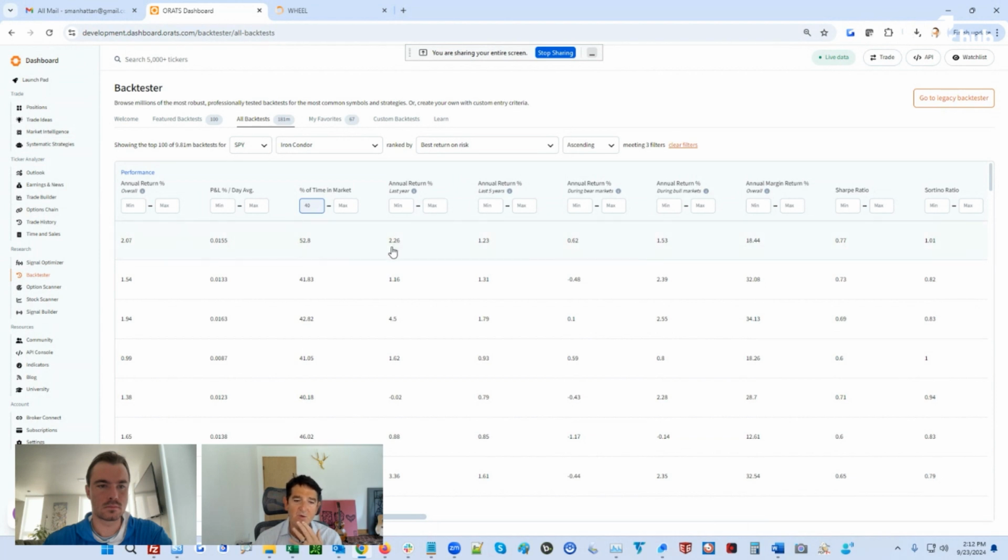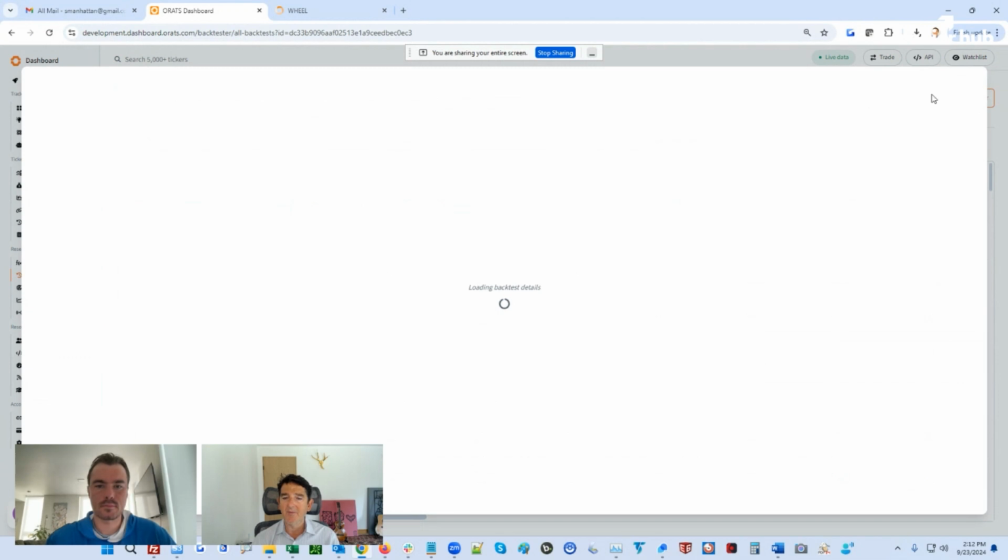Last year you had a 2.26, which is actually very good because these returns are based on what we call notional, or dividing the profit by the stock price. You could also look at these in terms of the margin that you pay. So what is this in terms of margin? As a matter of fact, we show the margin returns, and that's right here. So that's 18% margin.